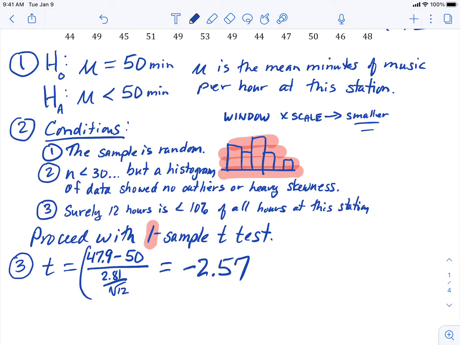But I showed you this just to show you what the work is behind the scenes that gives you the negative 2.57. That's pretty far away, isn't it? 2.5 standard deviations seems to be pretty far away. So the p-value you would expect would be fairly small, and it is. Off the calculator, the p-value is 0.013, so just a tick over 1%. That's fairly unlikely.